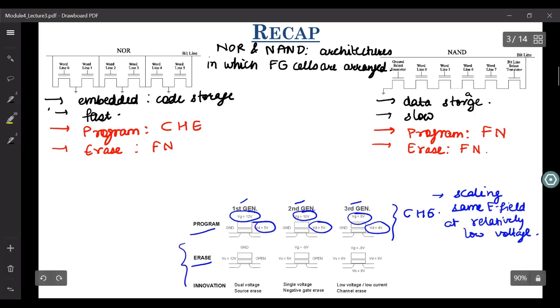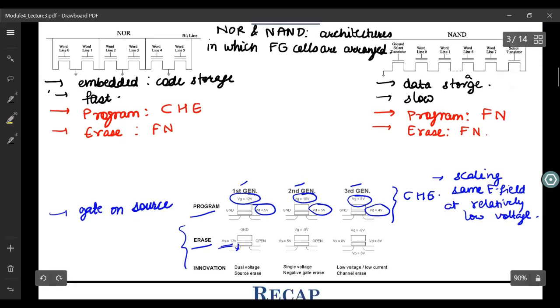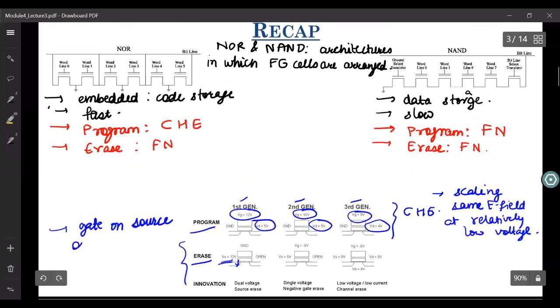But if we look at the erase process, in the first generation, people used to apply a high voltage at the source. Because of this, electrons used to tunnel from the floating gate towards the source, in what is known as the gate on source overlap region, right? And this was FN itself. The mechanism was FN. However, if you are applying a voltage such as 12 volts, it will lead to eventual stress and degradation of your device characteristics.